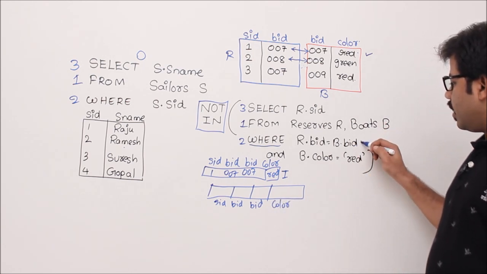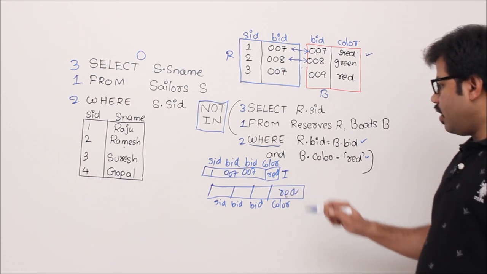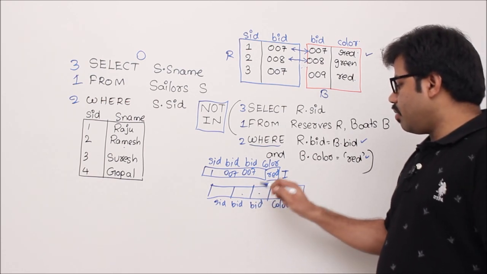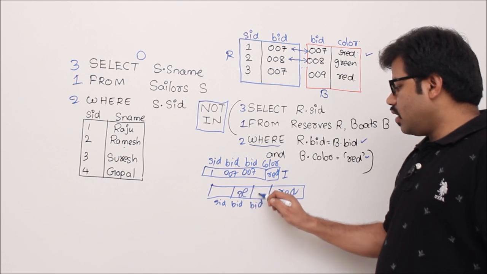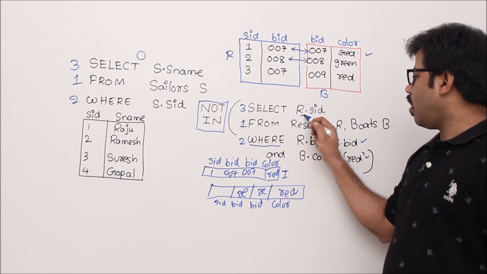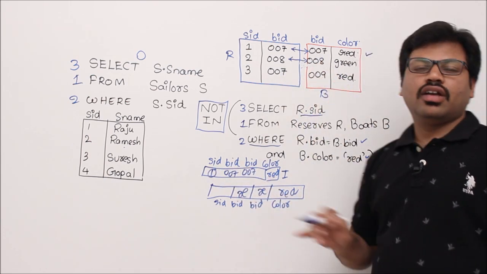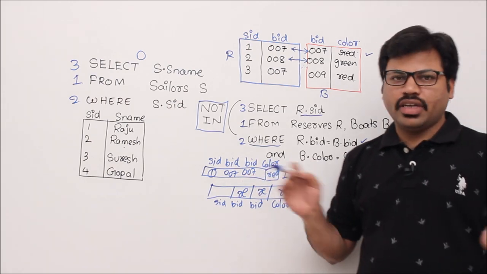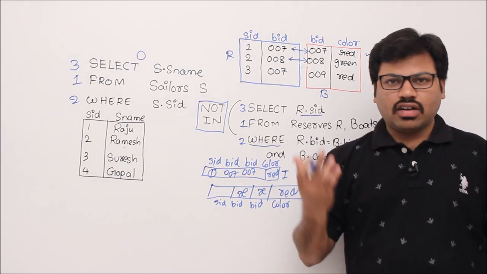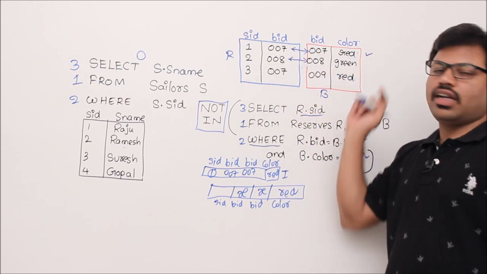Really, whenever this condition and this condition are satisfied, B dot color automatically will become red and R dot BID equal to B dot BID. That means if this is X, this is X, right? Then what are you doing? We are projecting R dot SID. So what is R dot SID? 1 in this example. Let's not assume any example. Then what is that R dot SID's property? Here R dot SID is property who reserved red color boat, correct?